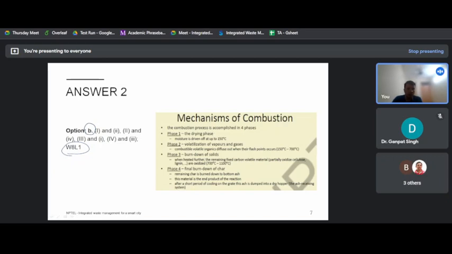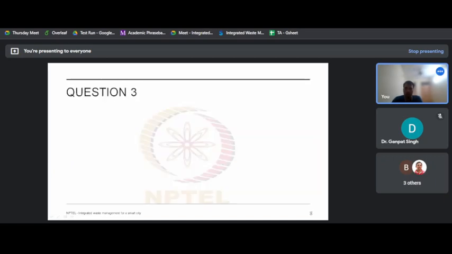So the combustion process is accomplished in four phases. The drying phase, we drive out the moisture at 150 degrees Celsius. Then we volatilize the vapors and gases, so around 150 to 700. Burn down of solids at even higher temperatures, and then finally, in phase four, we will burn down the char. So this is the mechanism of combustion. Moving on to question number 3.